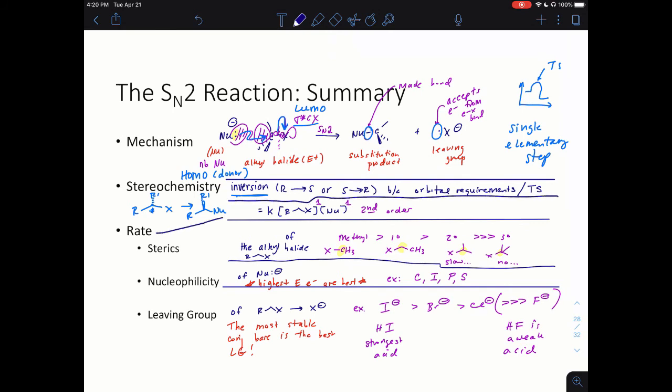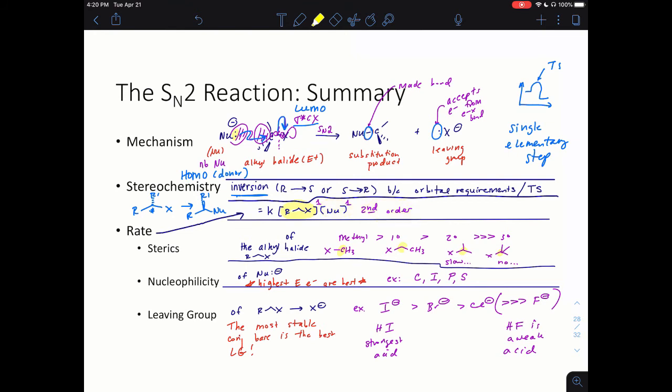Now, if we think about the rate law, it reflects that single elementary step. So it's the concentration of the alkyl halide times the concentration of the nucleophile, and is overall second order. So both the alkyl halide and the nucleophile affect the rate of the SN2.